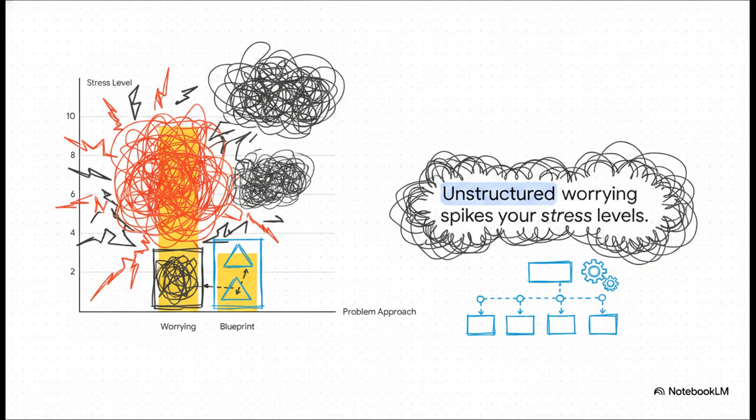And this brilliantly illustrates exactly what I mean. When you engage in unstructured worrying, meaning you're just letting the problems spin endlessly around in your head without a plan, your stress levels just skyrocket. But notice how adopting a blueprint approach drops that stress significantly. By taking the problem out of your head and putting it into a structured, physical format, you drastically reduce your academic anxiety. You stop worrying and you start working.